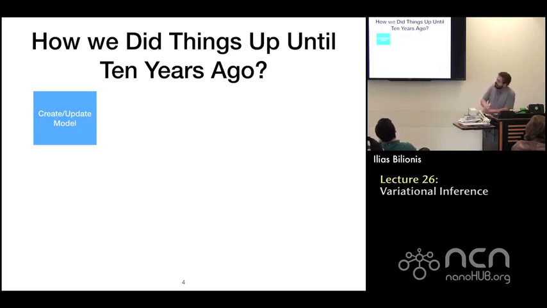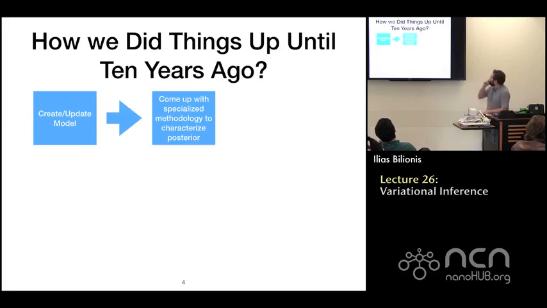So we create a model, and then we come up with a specialized methodology to train the model to find its parameters. I mean, that's what you do if you want to be Bayesian, right? If you just want to do a parameter sweep, if you have 2 or 3 parameters, you just do a parameter sweep. That's what engineers do.